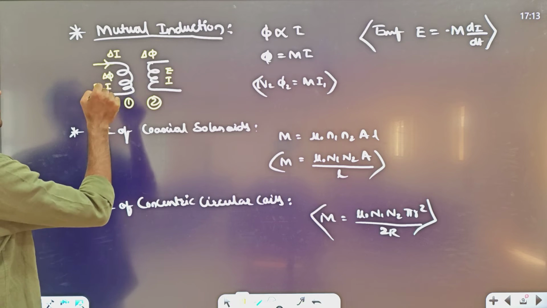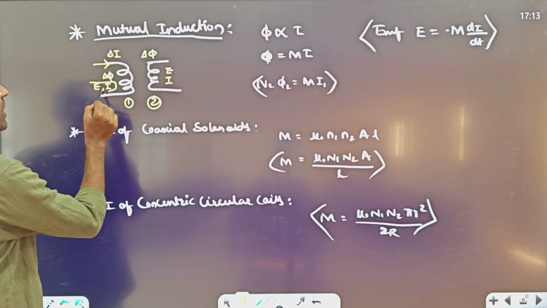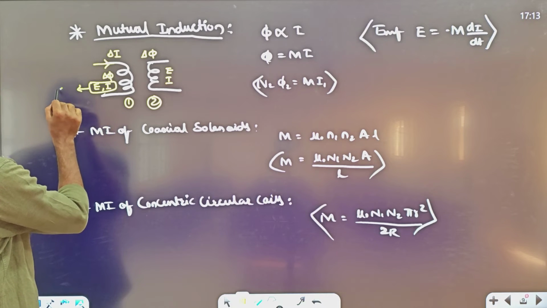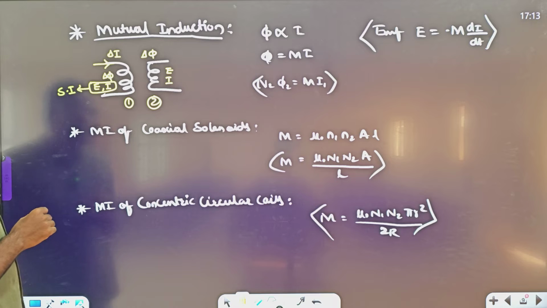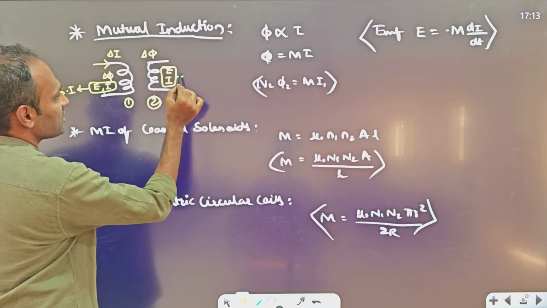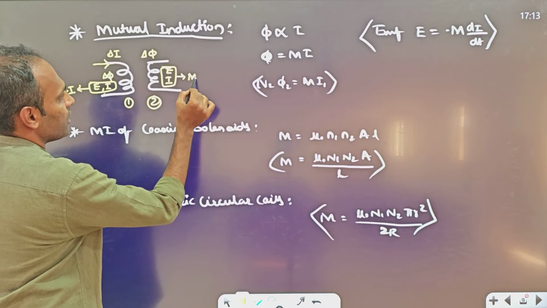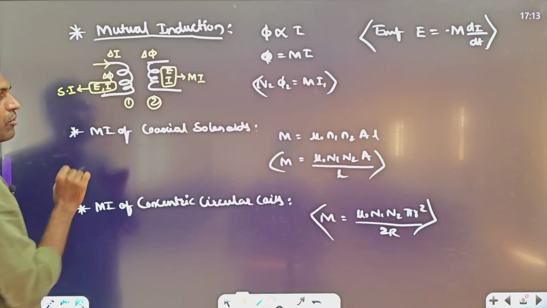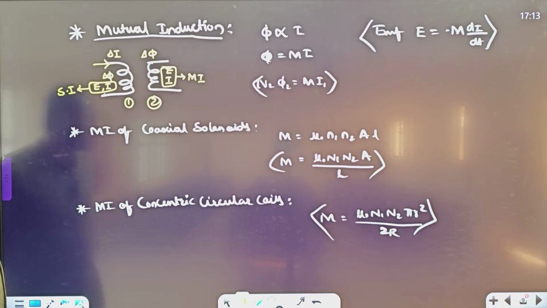And due to the change in flux of the first coil, whatever EMF and current are getting induced, that is due to the phenomenon of self-induction. And due to the change in the flux of the second coil, whatever EMF and current will get induced, that is due to the phenomenon of mutual induction.